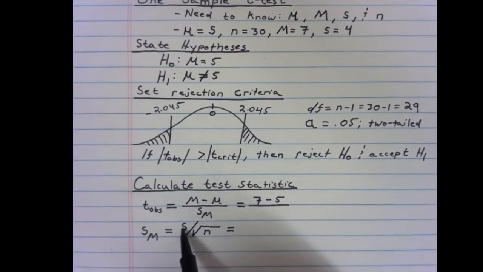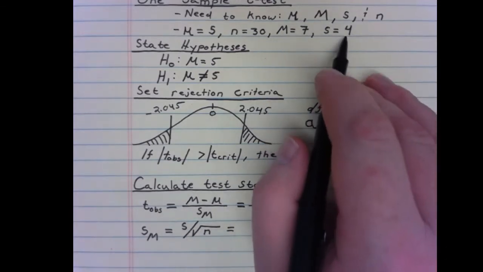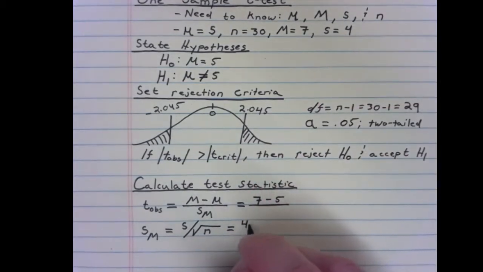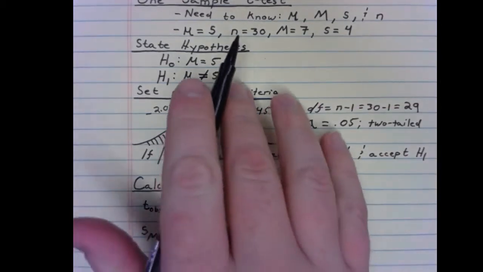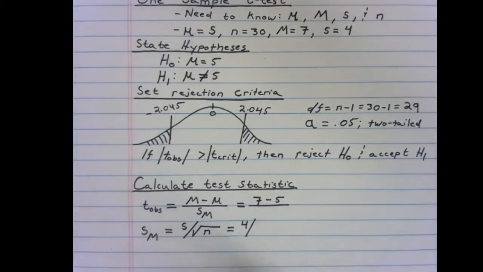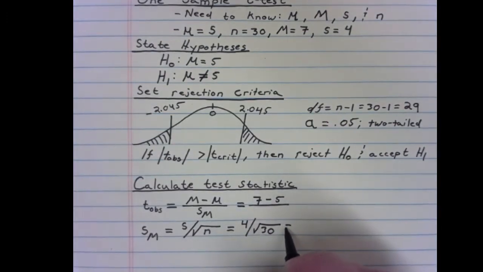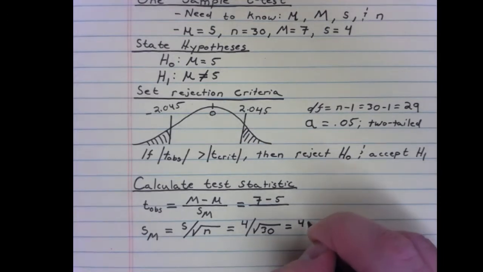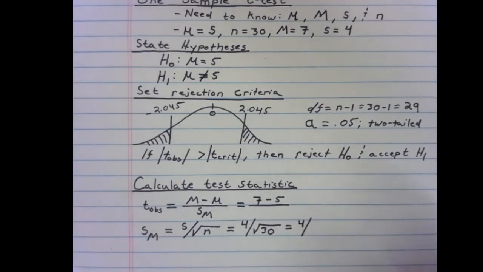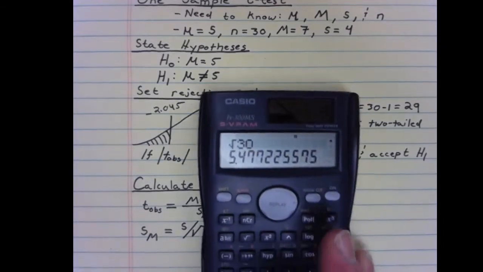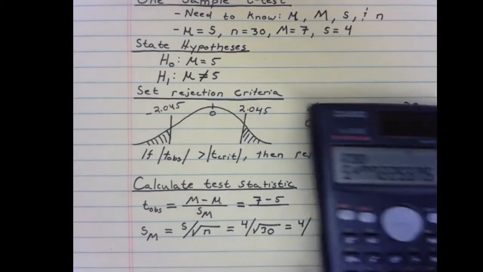So we have this value. It's 4. We're going to divide by the square root of our sample size, which is 30. So 4 divided by the square root of 30, the square root of 30, rounding to 2 decimal places, is 5.48.